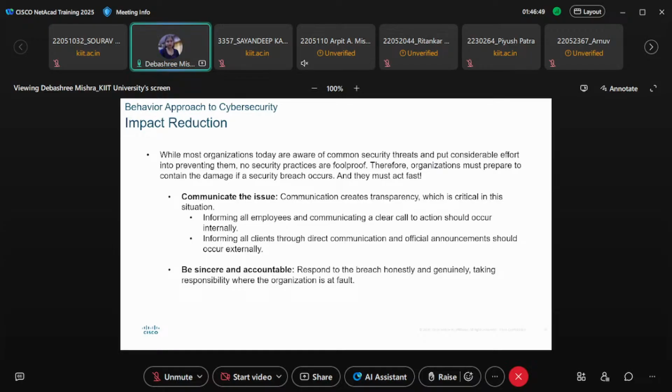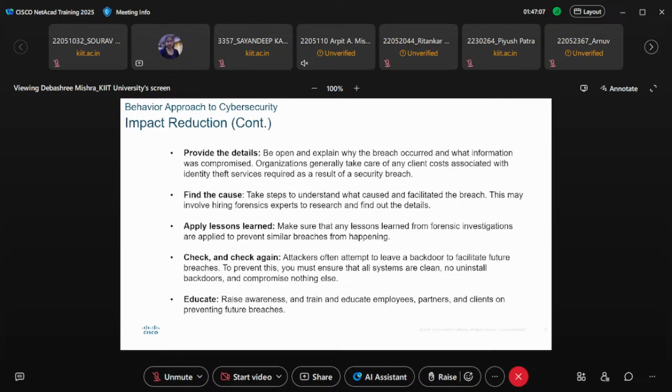What are the faults? In which way could the attackers reach your servers or other important files or documents? For that, you should be responsible. The next is provide the details. When you have been attacked by malware or something, then we need to open up and explain each and every piece of information that has been compromised.